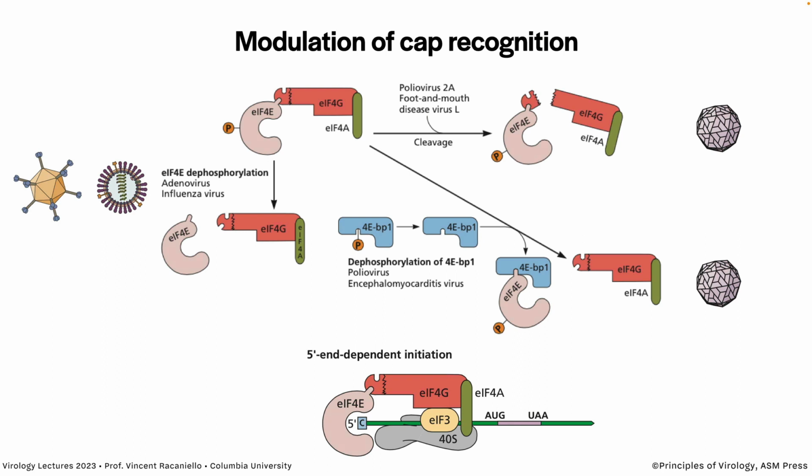So now you're surely asking yourselves, how are viral proteins made when 4G is cleaved, or when 4E is dephosphorylated, or when 4EBP1 is dephosphorylated, right? You are asking yourselves that, because it's a good question. Why isn't this shutting off viral protein synthesis? Well, I'm going to tell you now.